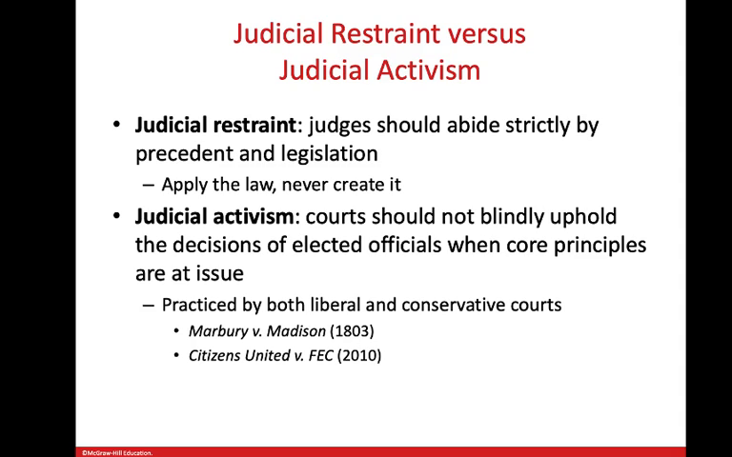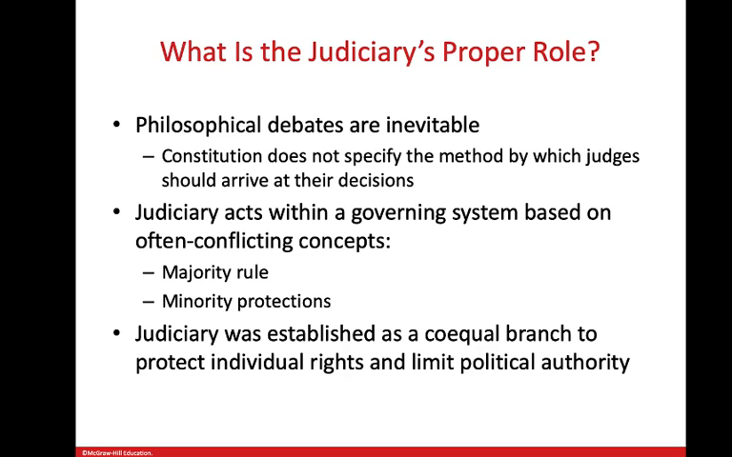Judicial restraint is the idea that judges should abide strictly by precedent and legislation, meaning you should apply the law and never create it. Judicial activism is the idea that courts should not blindly uphold the decisions of elected officials when core principles are at issue. That is practiced by both liberal and conservative courts, such as in Marbury versus Madison and Citizens United versus the FEC. What is the judiciary's proper role?